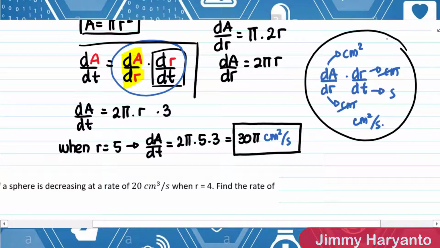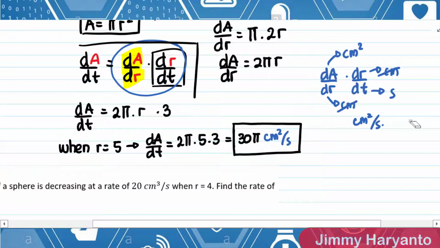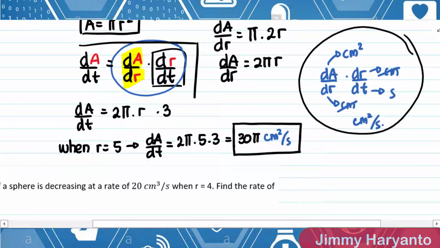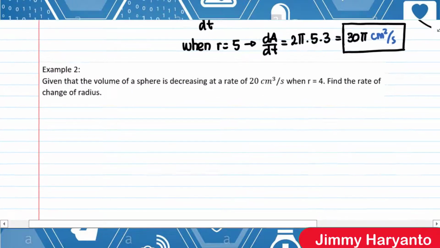Okay, if there is area, that's easy, 3 cm square per second. If that is volume, that means centimeter cube per second, that's still easy. But if the function is arbitrary, like y equals to 4x cube, then it's a bit difficult to determine the unit, except by using this. Okay, next is example 2.